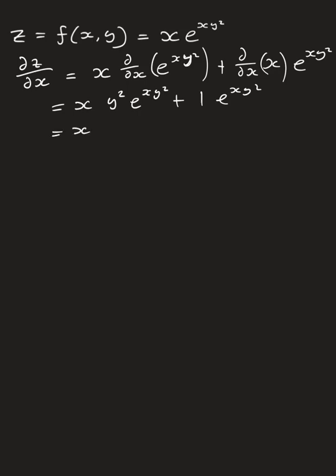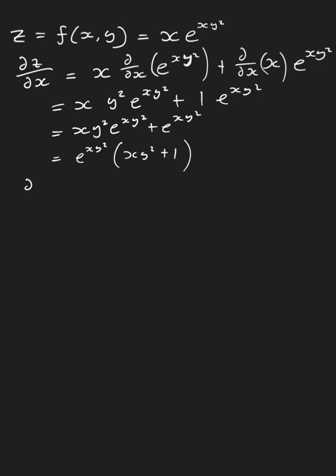So let's write it down again. We get x y squared times e to the power of xy squared plus e to the power of xy squared. If I want, I could factorize that and say it's equal to e to the power of xy squared times xy squared plus 1. Either way is fine.